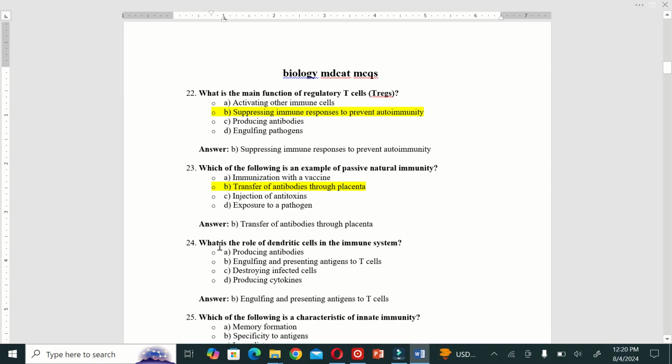The next MCQ is: what is the role of dendritic cells in the immune system? A. Producing antibodies. B. Engulfing and presenting antigens to T cells. C. Destroying infected cells. And D. Producing cytokines. So the correct option is B. Engulfing and presenting antigens to T cells.